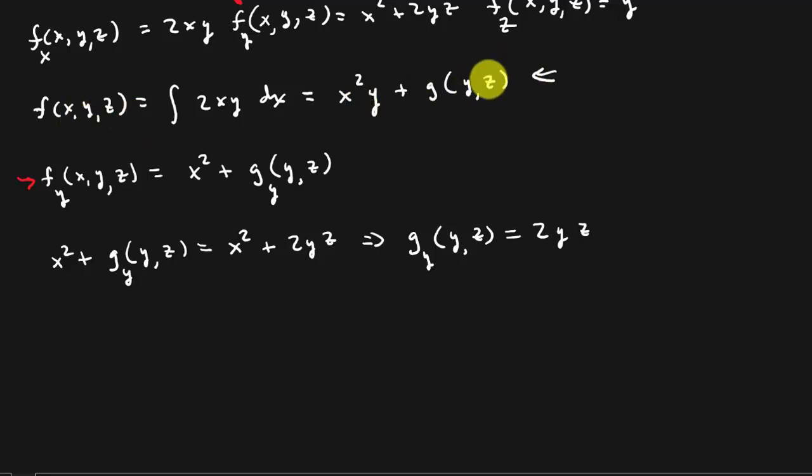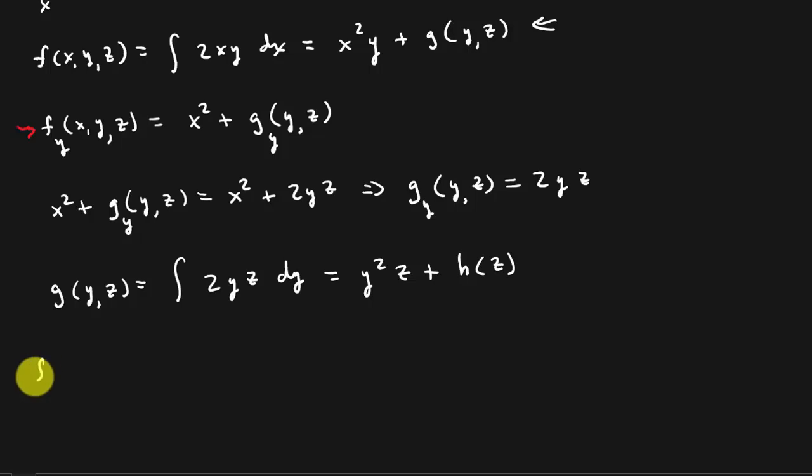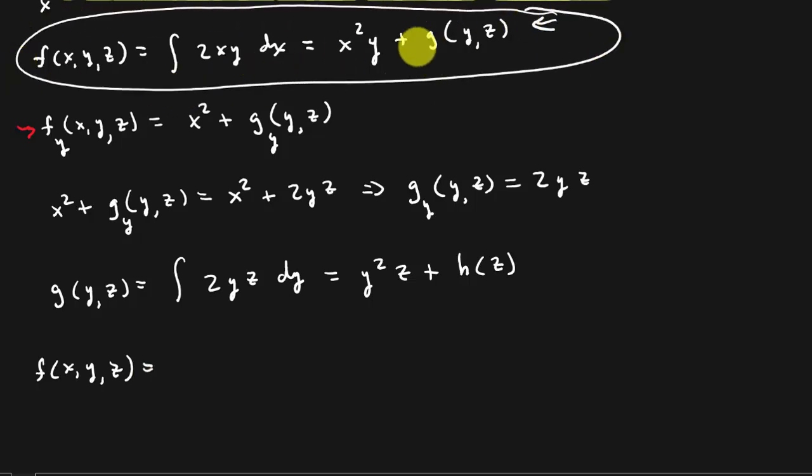I need g of y, z. So I know g of y, z is equal to the integral of 2yz, and I'm integrating that with respect to y. Okay? And so this is equal to y squared z plus our constant. Now we're in terms of y and z, so my constant, I can write that as h of z. Okay? So now we have f of x, y, z is equal to x squared y plus y squared z plus h of z.